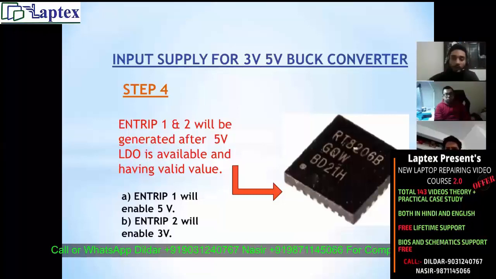Before these two, only LDO will be present. So whenever you check a 3 volt 5 volt section, first check the LDO. Is it coming or not? Then that part is over. After that, check your coil voltage, whether the coil voltage is available or not.